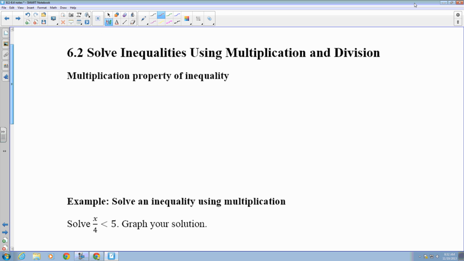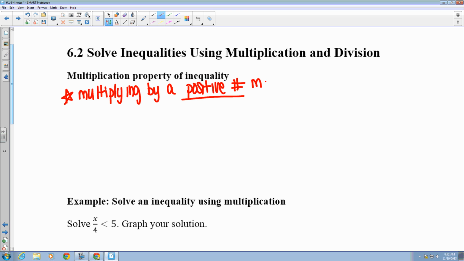Doing section 6.2, which is solving inequalities using multiplication and division. Now, there's two different properties. The first one is multiplying by a positive number, being really important here, makes an equivalent inequality.